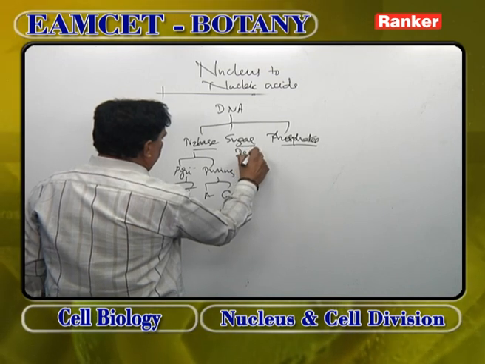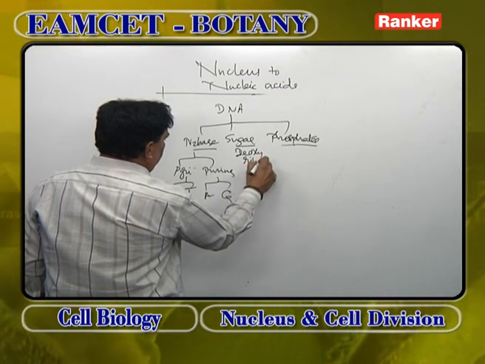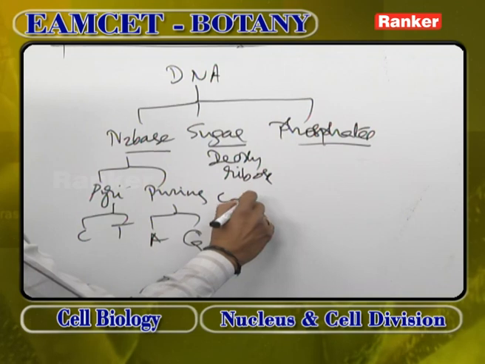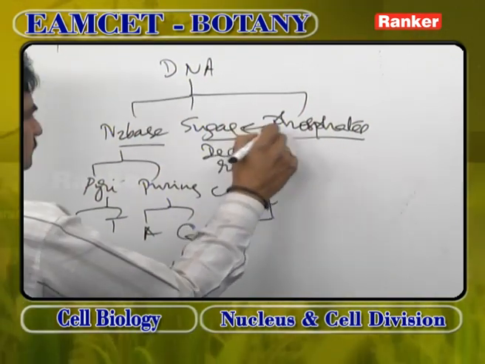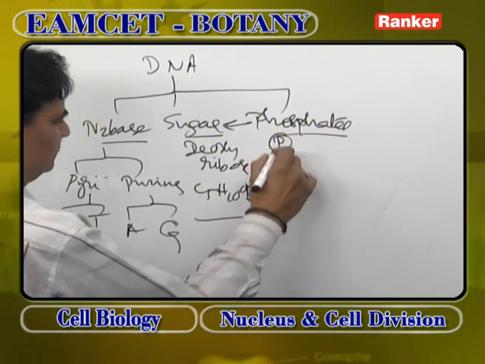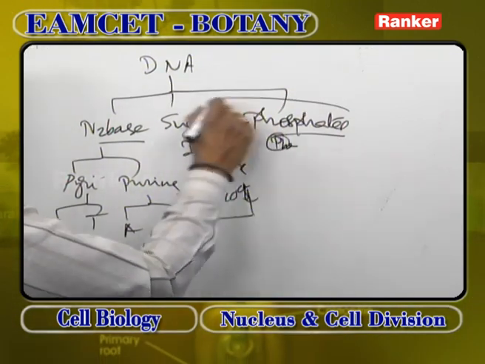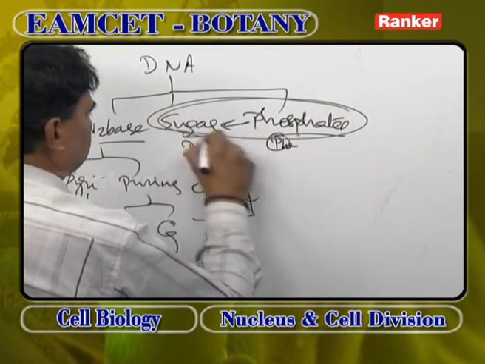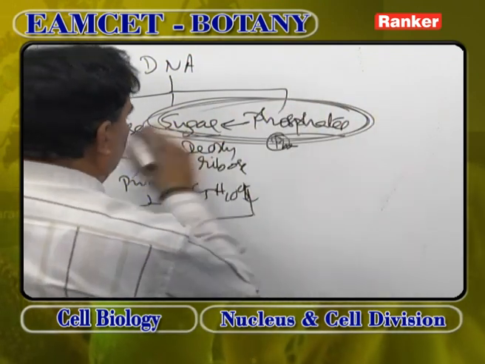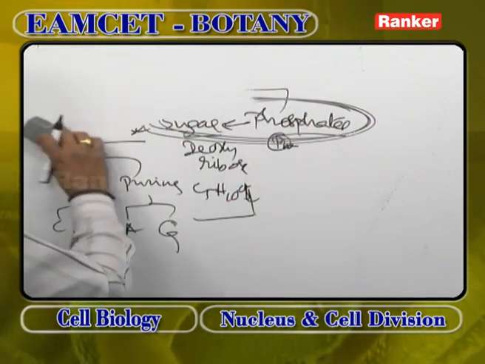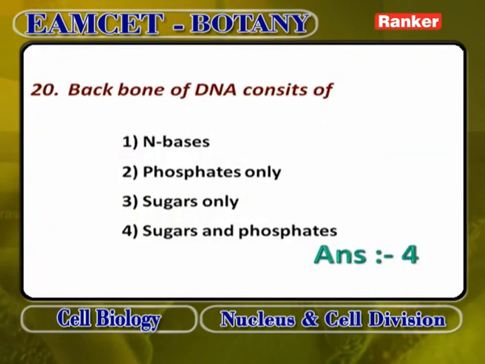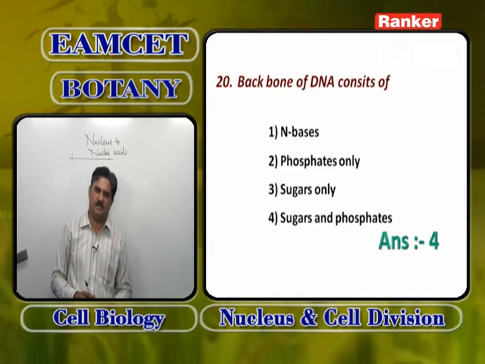Sugar is deoxyribose sugar with C5H10O4. Phosphates are attached to sugar. Phosphoric acid is present as phosphates and attached to sugar. Normally, sugars and phosphates in DNA are regarded as the backbone of DNA, and these sugars and phosphates are connected by phosphodiester bonds.